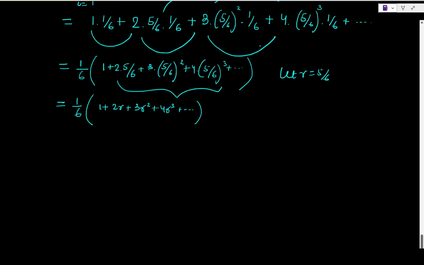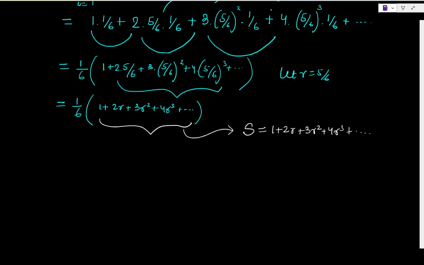Now for a brief moment, let's think about how we compute this particular summation. Let me write it separately. Let me represent that with s, which is 1 plus 2r plus 3r square plus 4r cube plus so on and so forth. How do I break this? How do I find a pattern out of this?